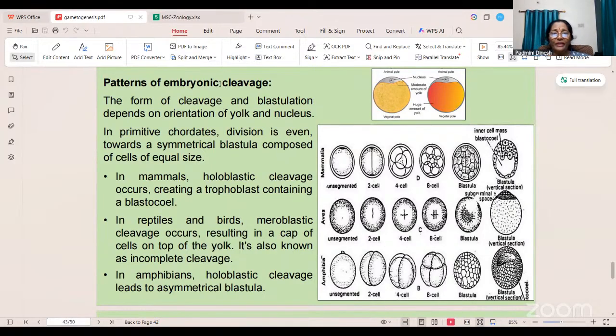Now, the pattern of embryonic cleavage here: in primary chordates the division is even, leading towards a symmetrical blastula composed of equal sizes.